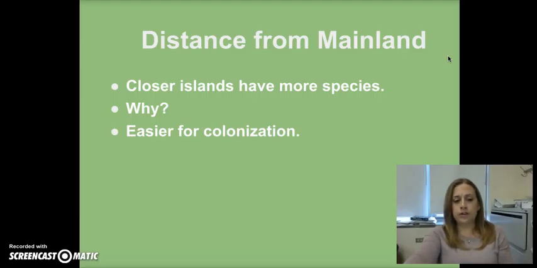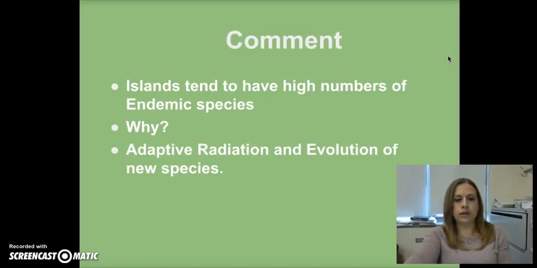And again, the reason for that is pretty simple. It's just easier for colonization. If the island is closer to the mainland, it's going to be easier for more species to get to the island. Another interesting thing is that islands tend to have high numbers of endemic species.